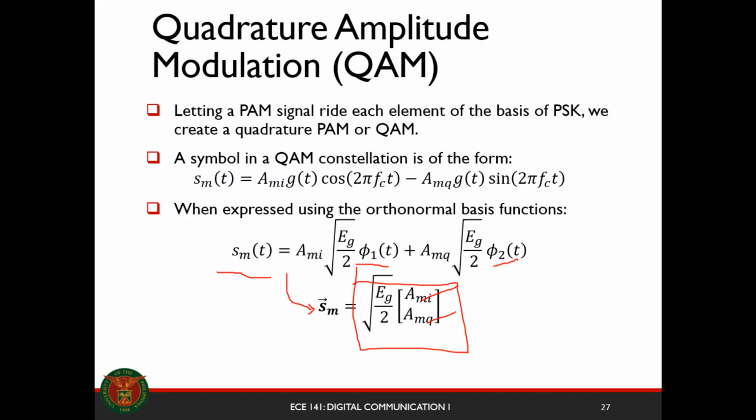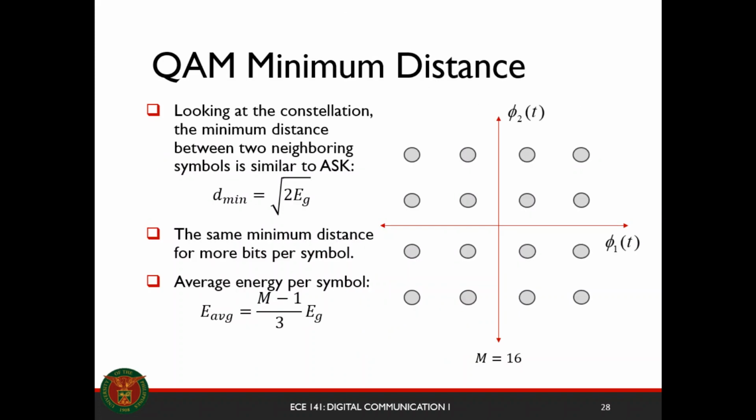Let's say we have 4 values for each symbol. With that, we have a 4x4 grid, and this is the mapping of your quadrature amplitude modulation. Right? The distance between two neighboring symbols is equal to this expression right here. It's similar to ASK. But the average energy per symbol is equal to this equation right here.